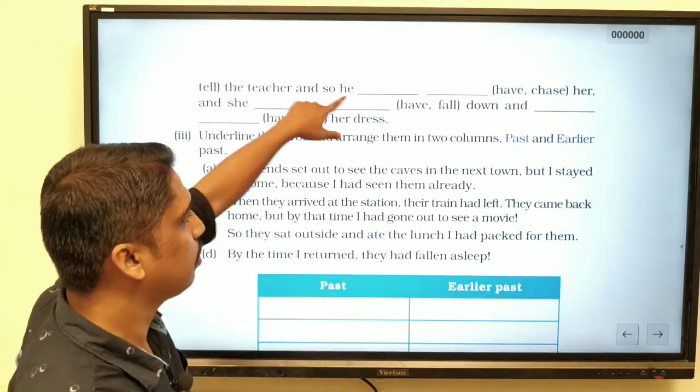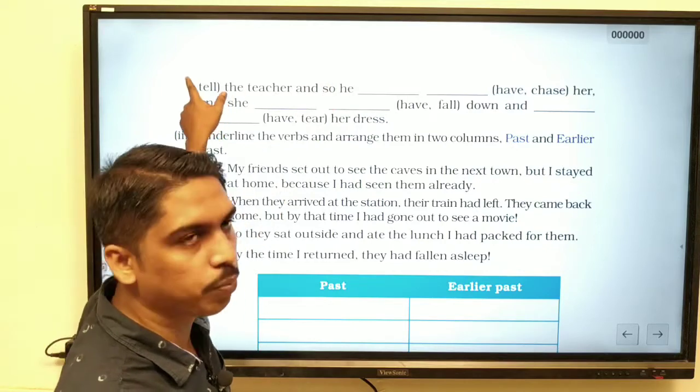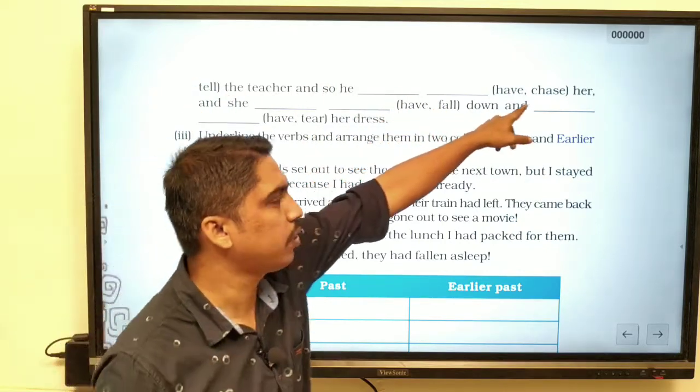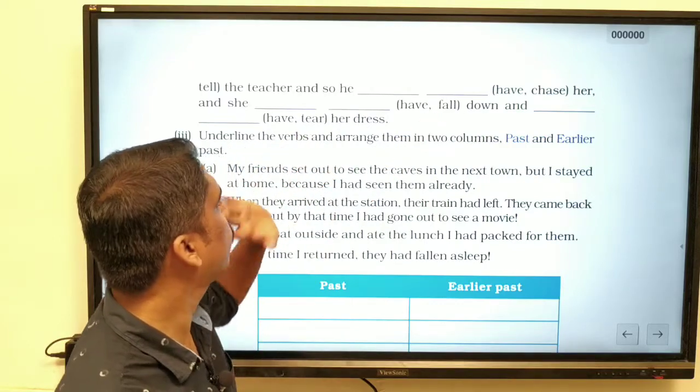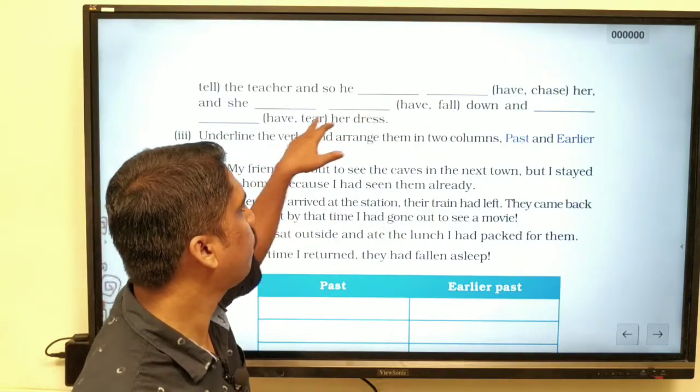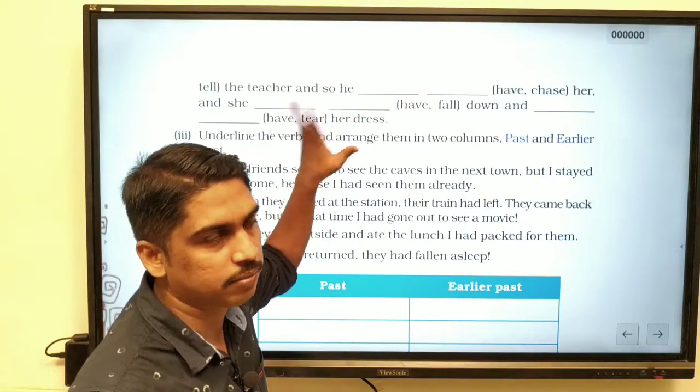Okay, here verb 3 of tell, and here the verb 3 of chase, here the verb 3 of fall, and here the verb 3 of cheer. Okay, and here every verb you should use had.